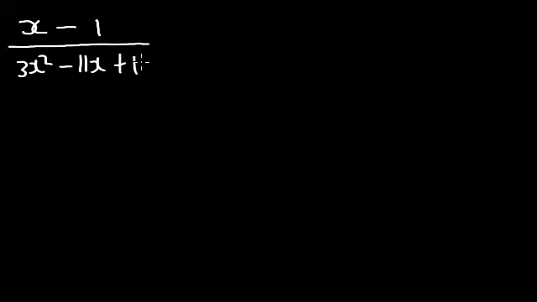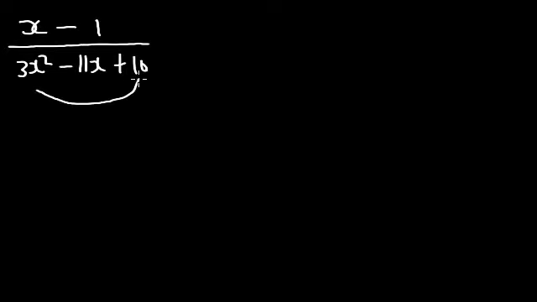Number 3. x minus 1 all divided by 3x squared minus 11x plus 10. You might be thinking that this is a case of improper fraction. However, it is not. You have to be very careful before you judge. First, you have to check, is that denominator factorizable? If it is, then you can just conclude. But if it is not, that is when you can conclude. So, let's see if it is factorizable.